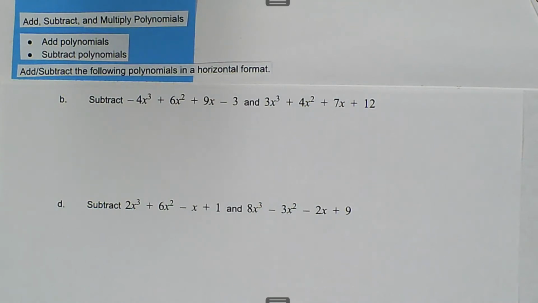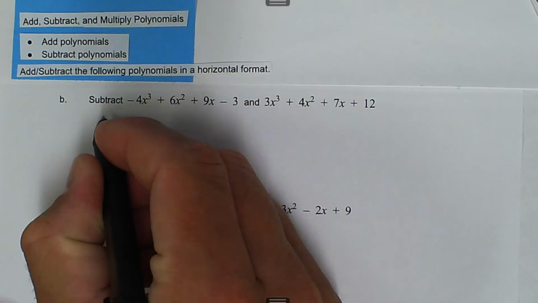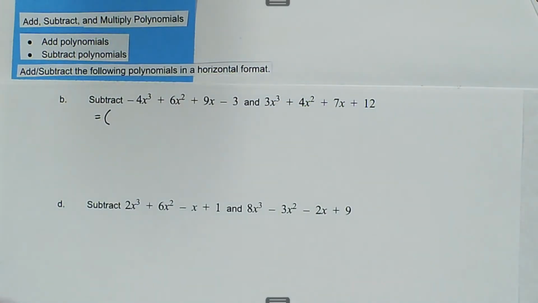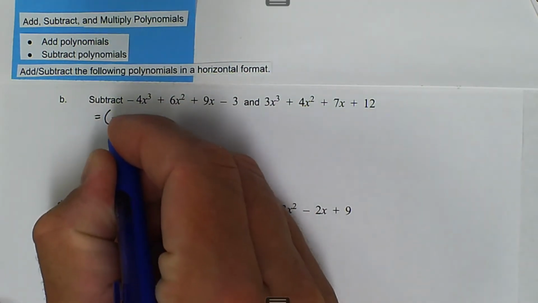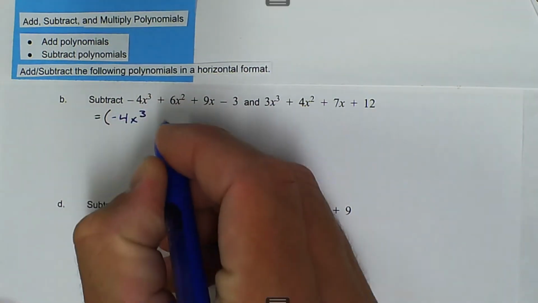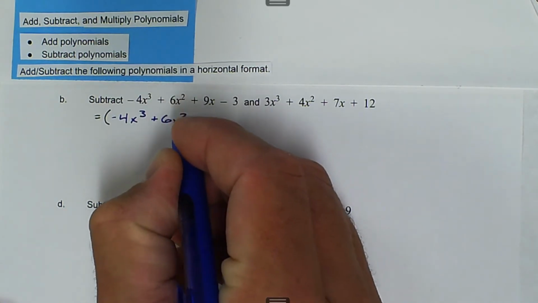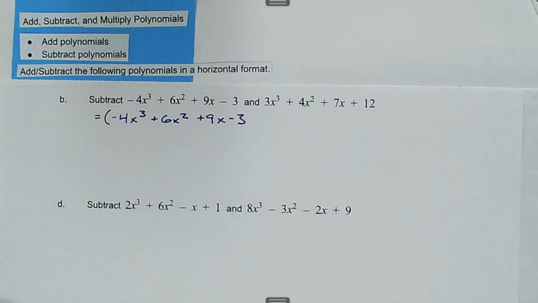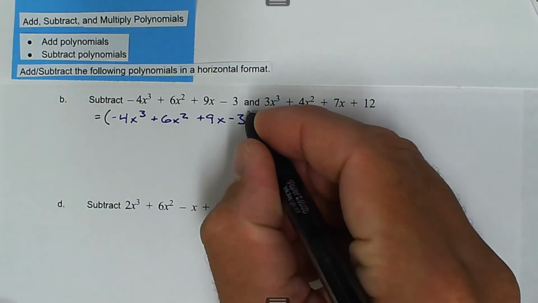Today we want to add, subtract, and multiply polynomials, and in this case we're looking at subtracting two polynomials. Especially when we're subtracting, it's important to use parentheses to group our polynomials. To start with, I'm going to put a parentheses and write down the first polynomial, which is negative 4x cubed plus 6x squared plus 9x minus 3. And then I'm going to finish the parentheses.